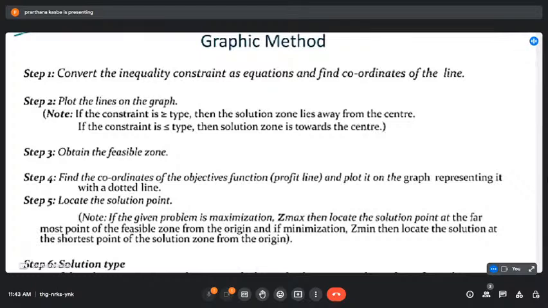The first step is to convert the inequality constraints into equations and find the coordinates of the line.